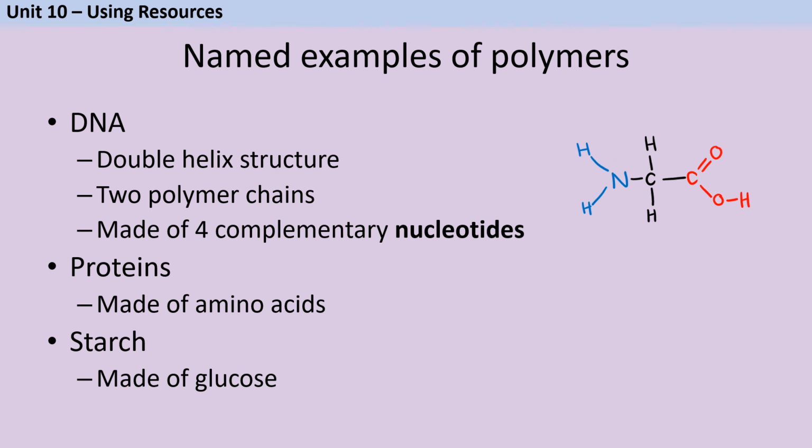Also in Unit 7, you learned a range of examples of polymers, including DNA with its double helix structure made of 4 complementary nucleotides, proteins made of amino acids, shown here on the right by the amino acid glycine, and starch, which is made out of the monomer glucose.